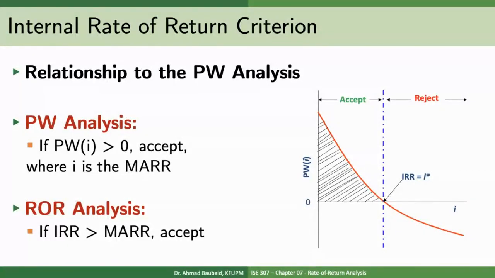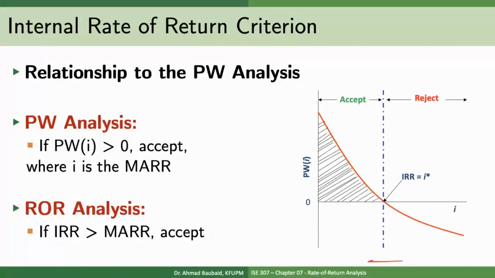But now we're going to use this internal rate of return criterion, which is different, at least in approach, from the present worth criterion or the annual equivalent worth criterion. So let's see what the relationship is between the internal rate of return and the present worth analysis. We've already seen this in chapter 5, right? If you remember, we drew a graph that looks like this.